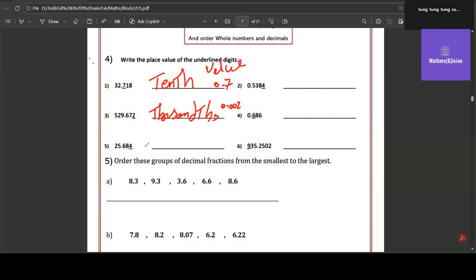25.684. This 4 is also in the thousandths place. So the thousandth place, the value will be 0.004. Right. Number 2, 0.5384. So this one will be ten-thousandths, and if he's asking about the value with the place value, you should say 0.0004. 0.6, this is very simple. That's a tenth. That's it, 0.6. The simplest way and form.